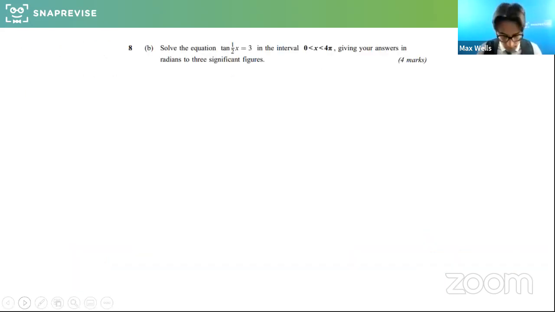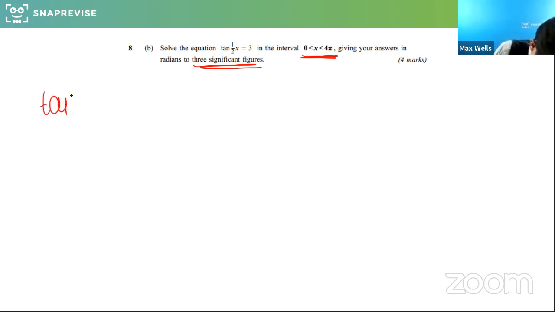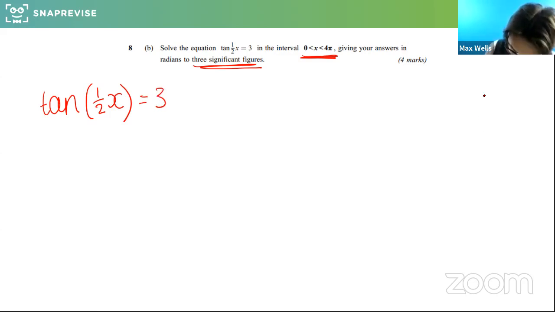So this next question now, a bit of a trig one. This is in radians, so hopefully that's something everyone's kind of met before. And it says to 3SF, so do look out for these parts of the question. Okay, let's have a little look then. So this question is saying tan of half x is equal to 3. And what we're going to do is also remember our CAST diagrams. So let's have a little look at that.